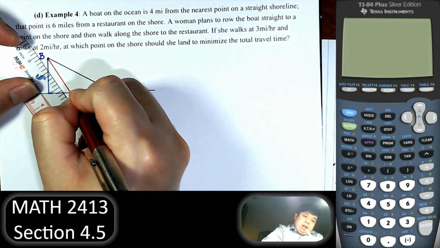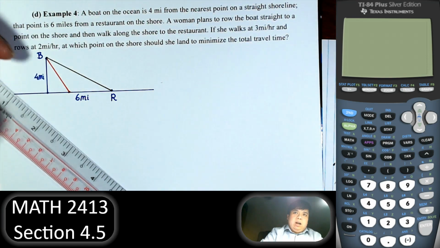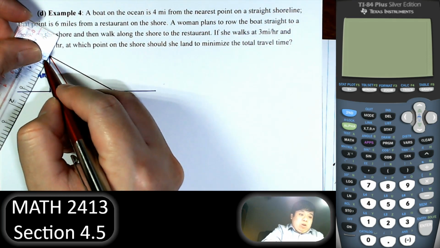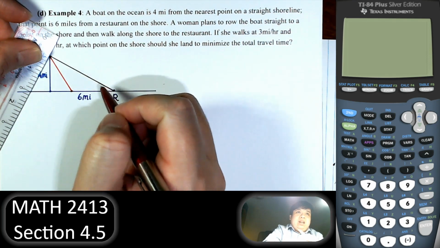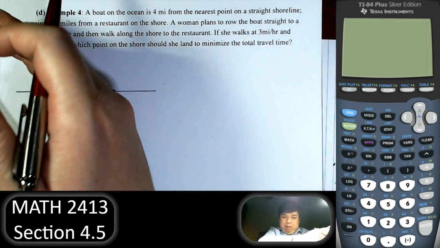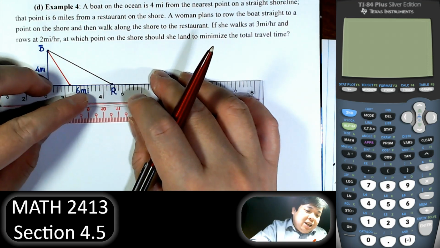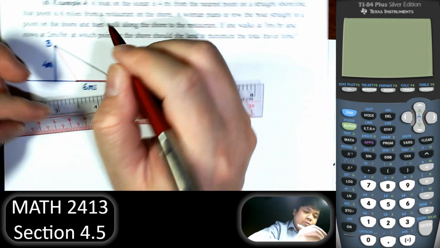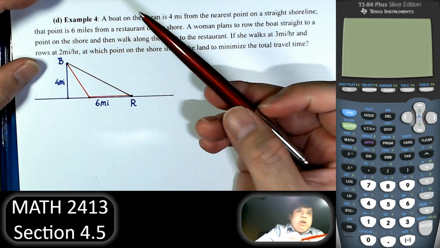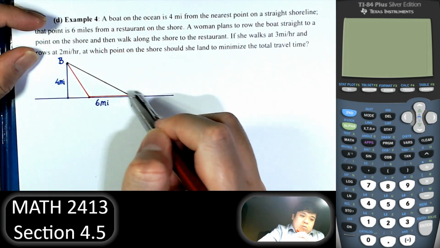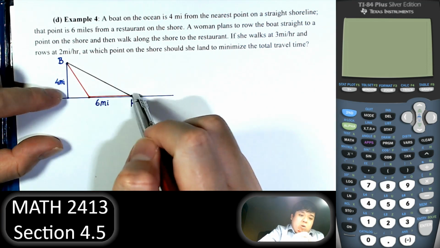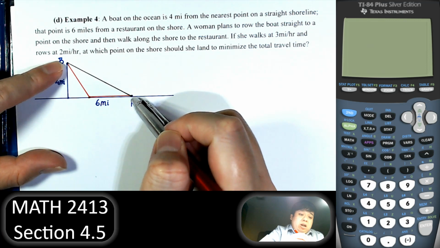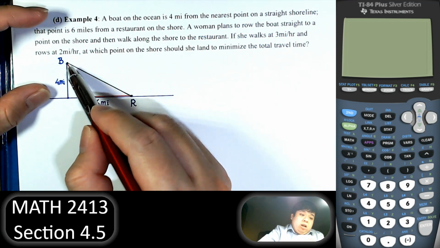So row somewhere to a point on the shoreline. Of course, it should be in this direction. It would not be the right choice if you row the other way and then walk more than 6 miles. So it should not be the case. It has to be in this direction. And then she will walk along the shoreline to that point. So there's 3 different ways. One is to row 4 miles and then walk 6 miles. One is to just row directly to the restaurant, or the combination of both.